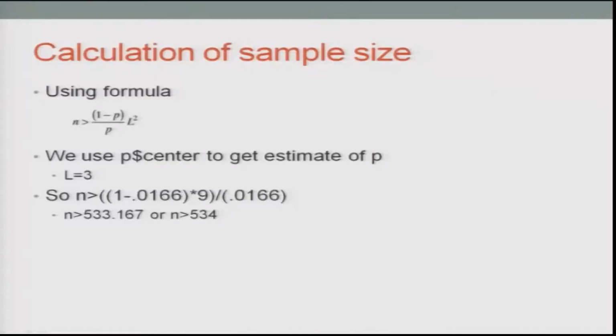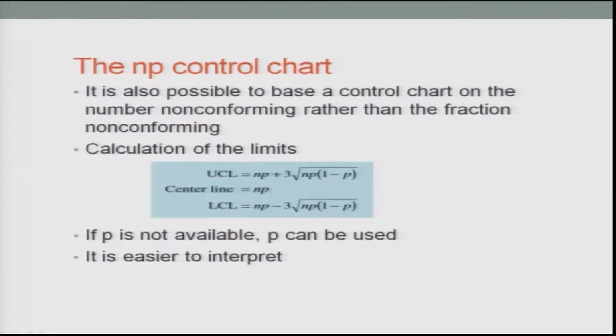Now, based on that, we use the formula to find the minimum sample size n. n should be greater than or equal to the maximum integer value of (1 minus p) divided by p l square. Once you put it in the calculation, the value of n comes out to be greater than or equal to 533.167. So, obviously 534 would be taken as the sample size for this study.